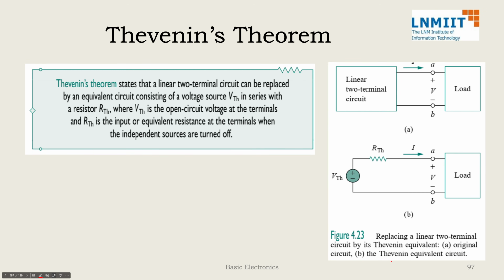Hello friends, welcome back. So now we are going to talk about one more theorem, and that is Thevenin's theorem. Thevenin's theorem says if we have a linear two-port network connected with one external load, then the whole network can be replaced with a series combination of one voltage source and one resistance. And this voltage source is called Thevenin voltage and Thevenin resistance, so VTH and RTH. So this is the theorem.